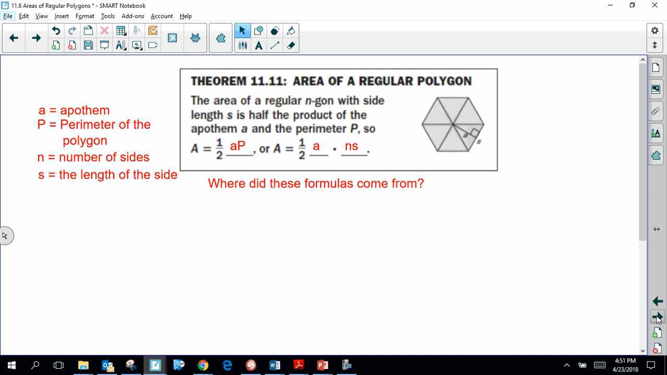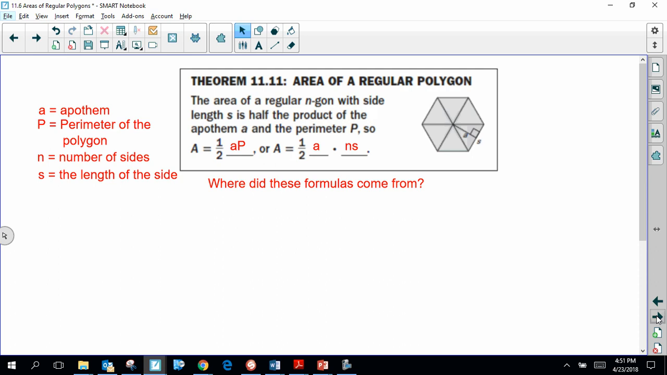So here, these two equations are essentially the same thing because P is the number of sides multiplied by the length of the side. So either way that you want to write the equation is perfectly fine: 1/2 aP, or 1/2 the apothem times the number of sides times the length of the side.